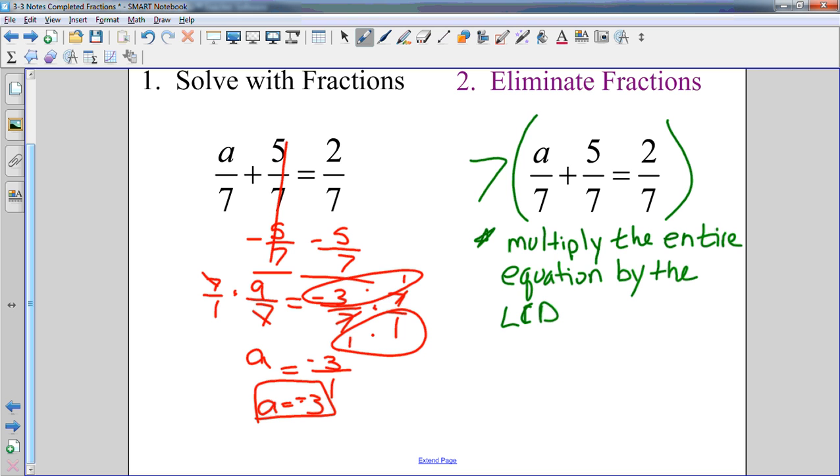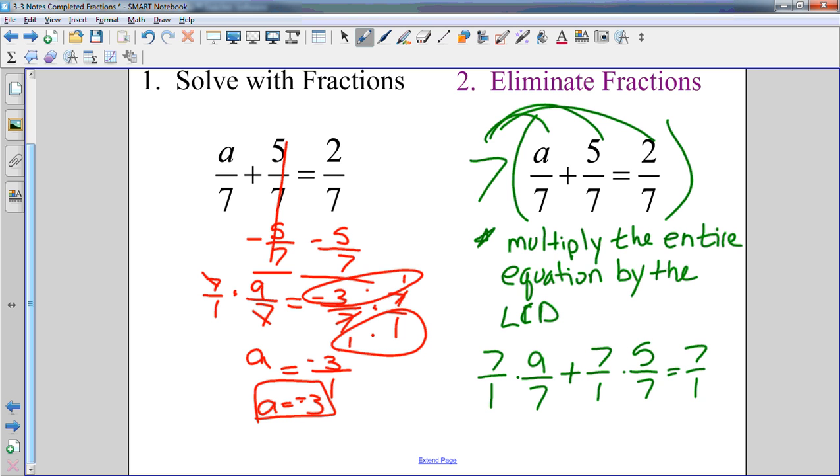Yeah, I make the little rainbows. What was that called? Distribute. I'm going to distribute this 7 to all 3 spots. Now I'm going to have 7 over 1 times a over 7. Do we have to show that? Yes. Plus 7 over 1 times 5 over 7. You'll see why. Equals 7 over 1 times 2 over 7. Can we skip the parenthesis and put it straight there, 7 over 1? No. Sorry.